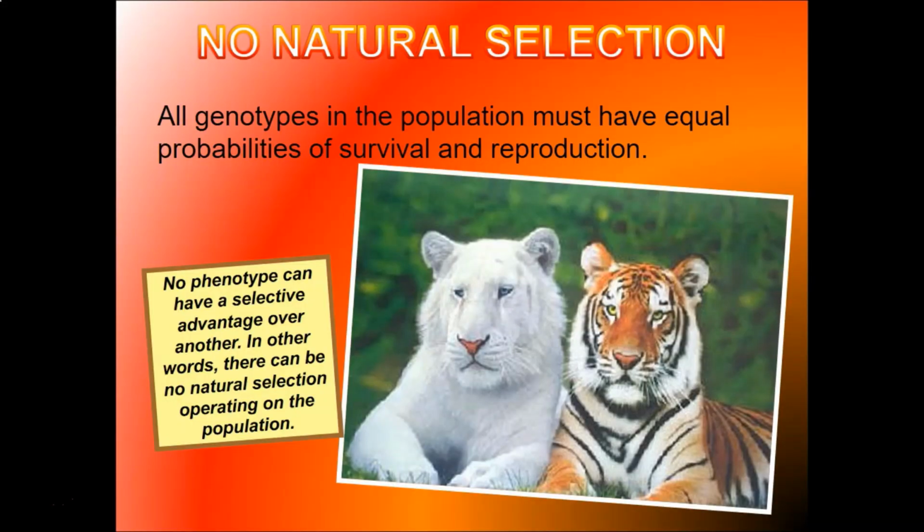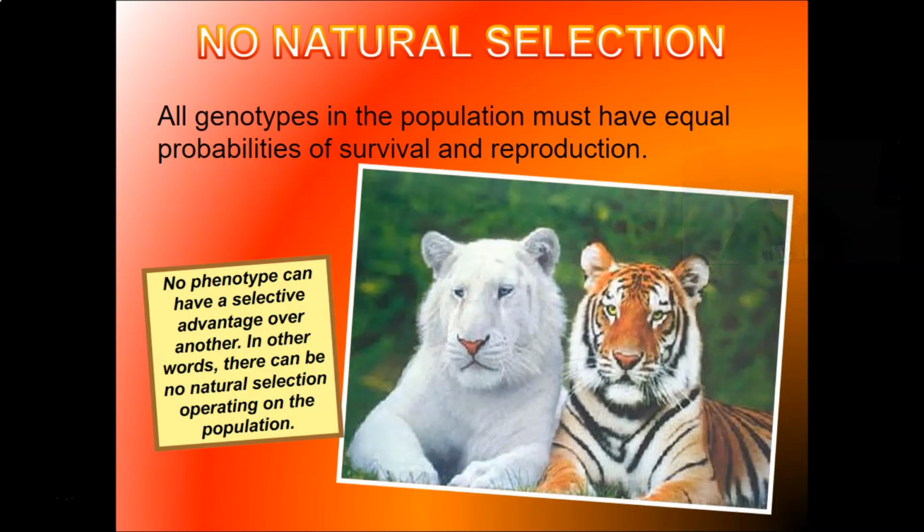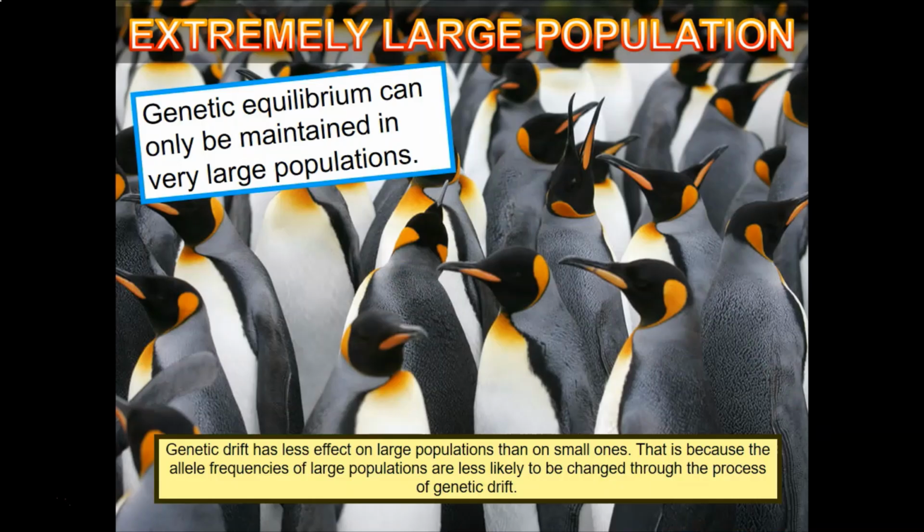Number three, no natural selection. All genotypes in a population have equal probabilities of surviving and reproducing. You know that this is not true either, right? Just look at those tigers right there. If this was in nature, you'd know that one of those tigers is probably very camouflaged and will get more prey and things like that, and the other one probably won't. So no phenotype can have a selective advantage here. No natural selection can happen.